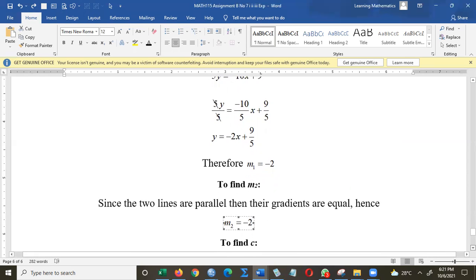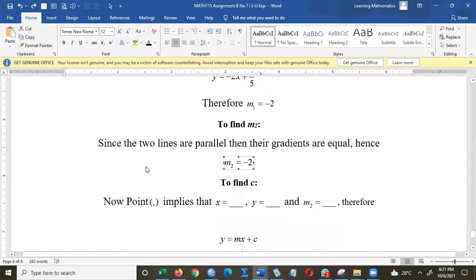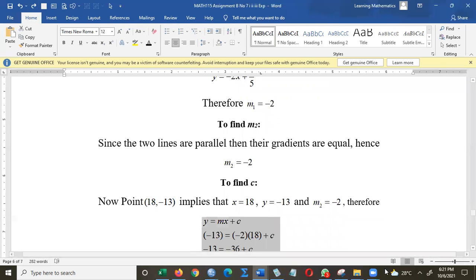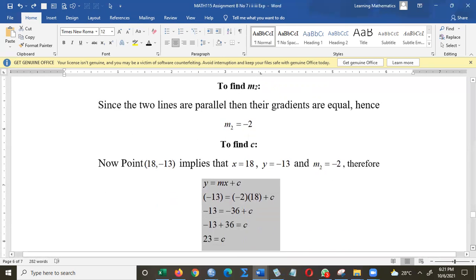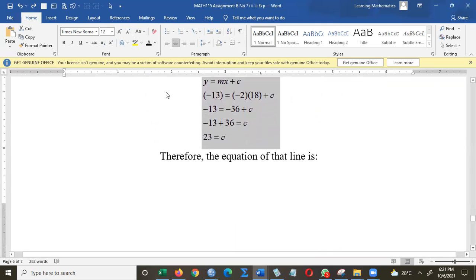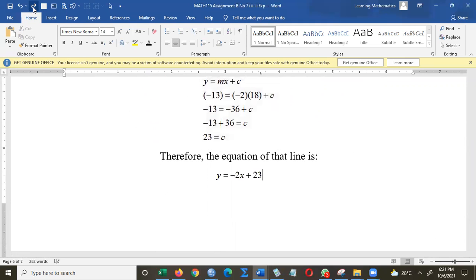What we need to find now is c. To find c, we're going to use the point that was given to us. All right. The point is 18, minus 13. x is 18. y is minus 13. We know m is minus 2. We're going to substitute these values in y is equal to mx plus c to find c. Here it is. Leave c on the right side. When you multiply m by x, minus 2 by 18, you get minus 36. Cancel out the minus 36 by adding. And then when you add minus 13 plus 36, you get 23. Therefore, we can write the new equation, which has a gradient of minus 2 and a y-intercept of 23.